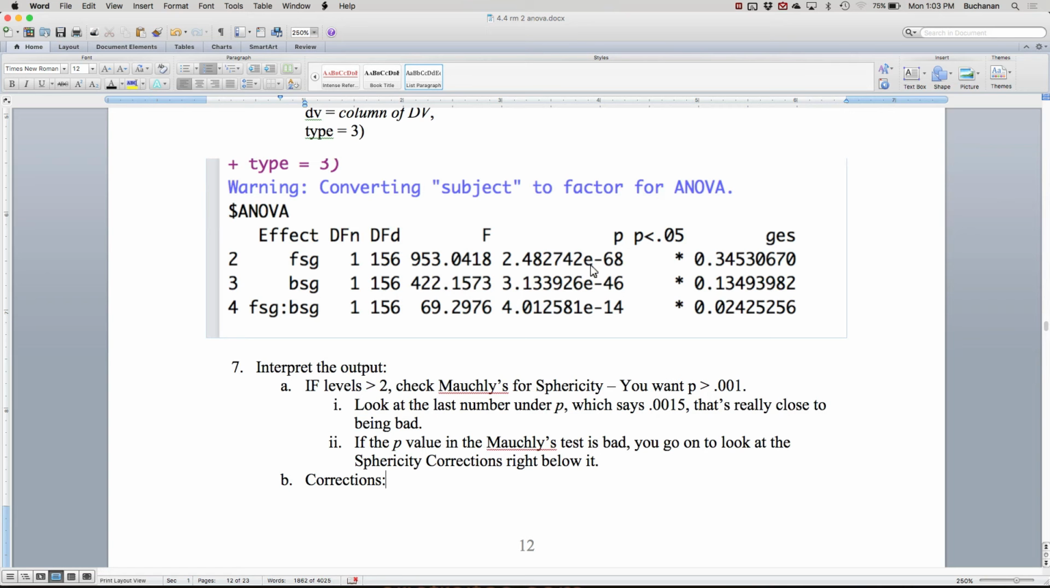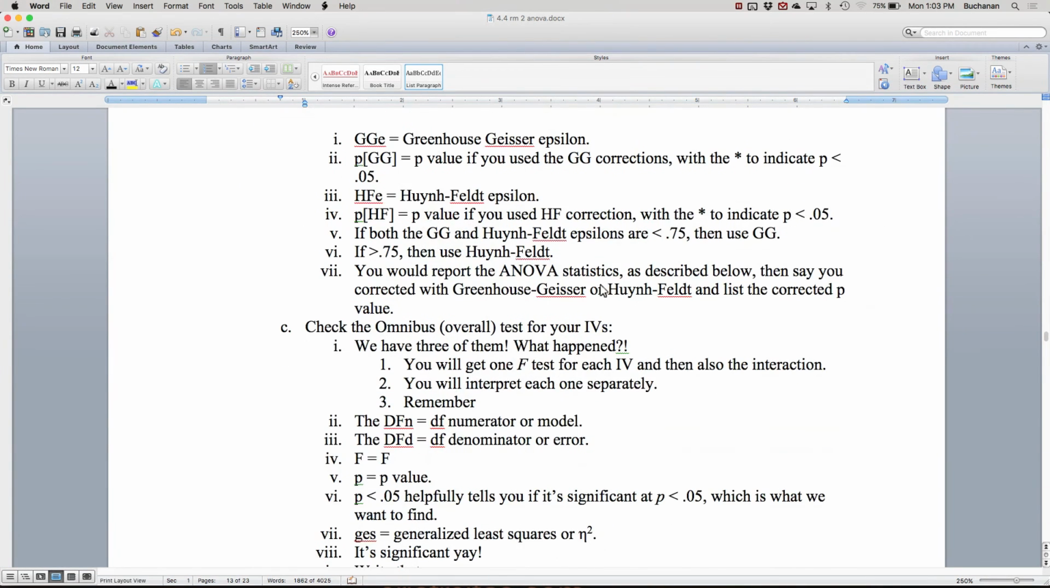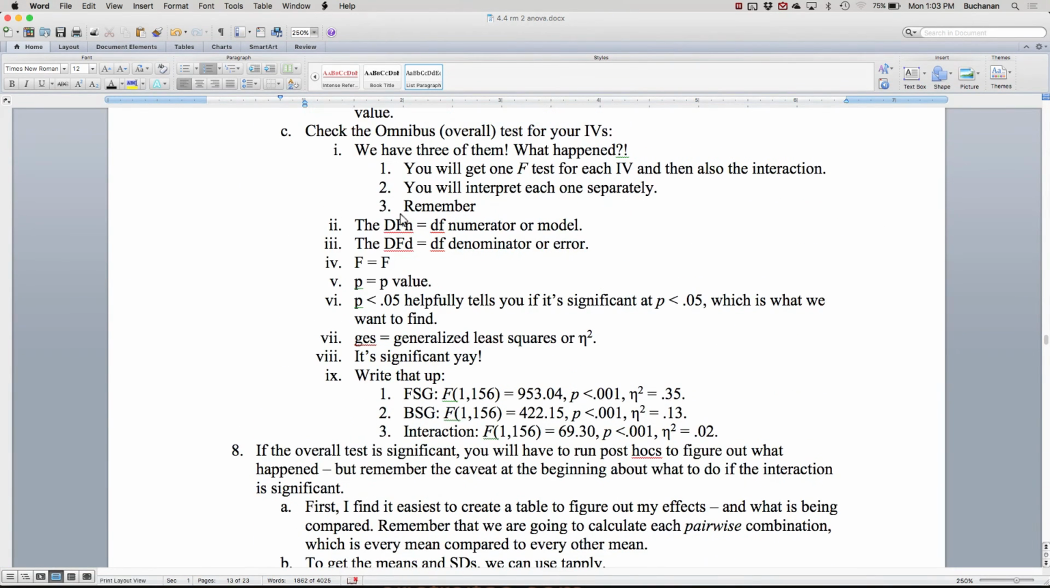But I've got 3 of them. Kind of told you why already, but later in life, if you're like, wait, why are there 3? Yay, I have the explanation. Okay. So you have 1 for each IV and 1 for the interactions, and you interpret them all separately.